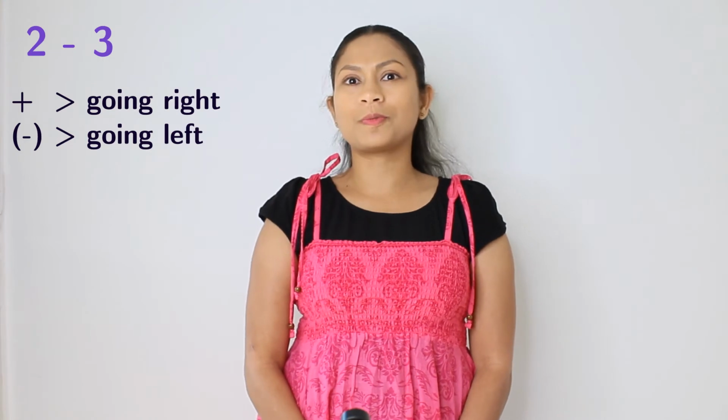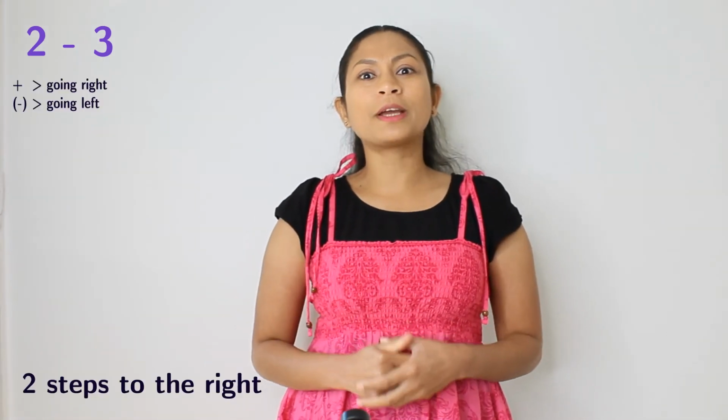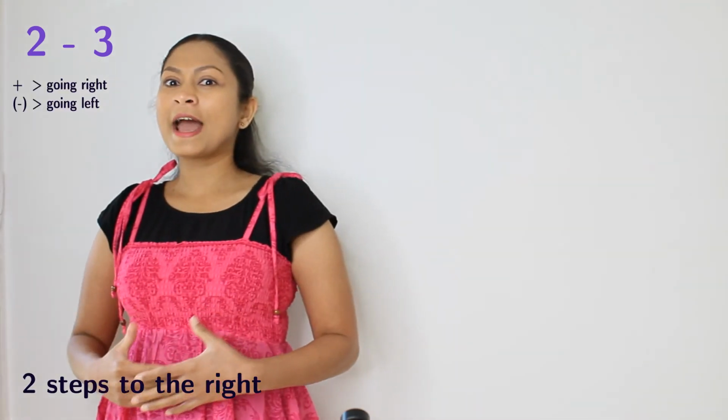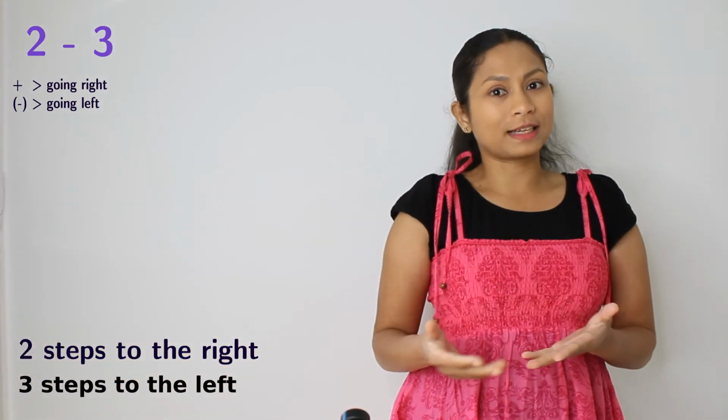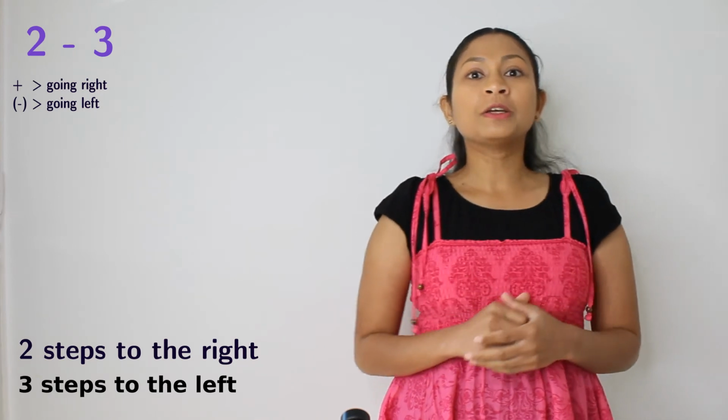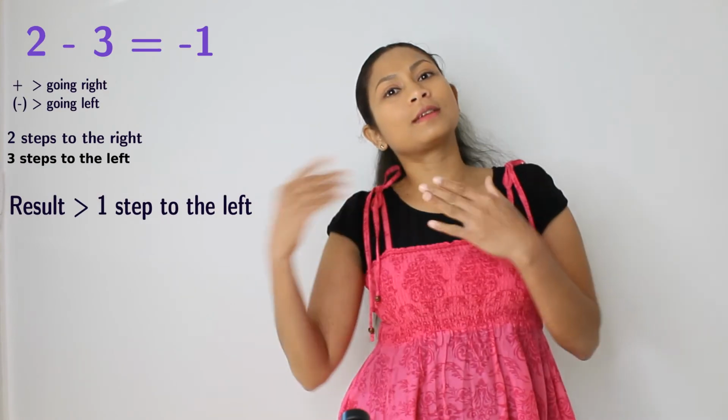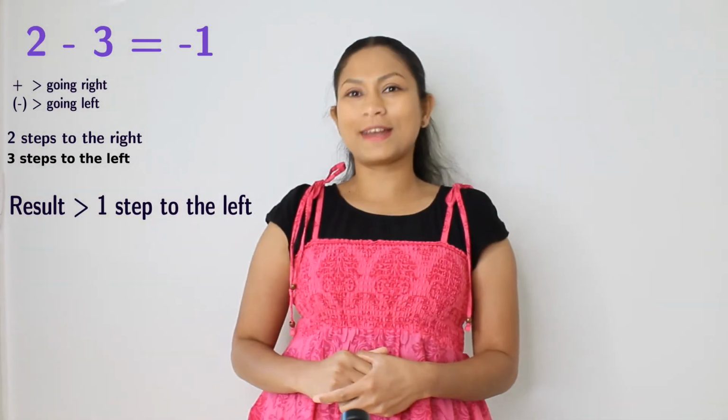Suppose I have to subtract 3 from 2. I can think of it as going 2 steps to the right and then 3 steps to the left, and then finding the resultant of what I did. Compared to where I was, I have gone 1 step to the left. So the result is -1.